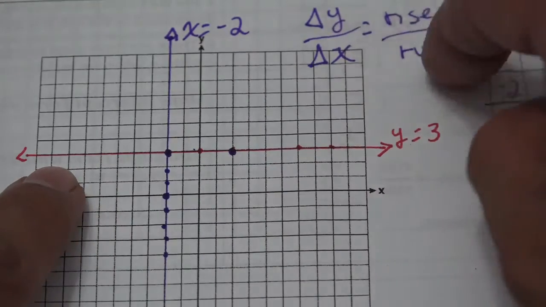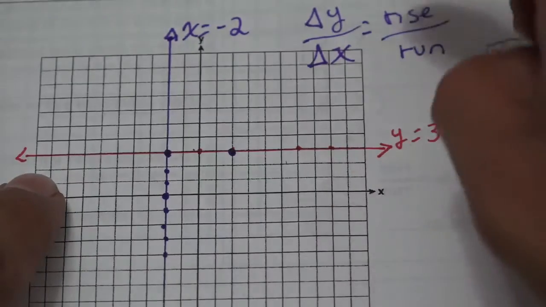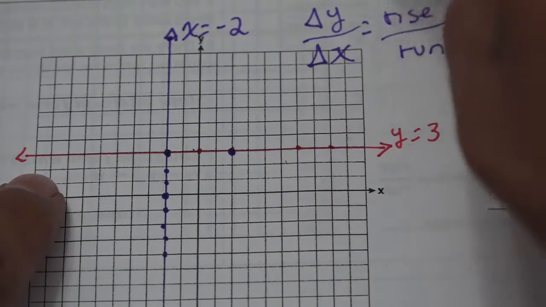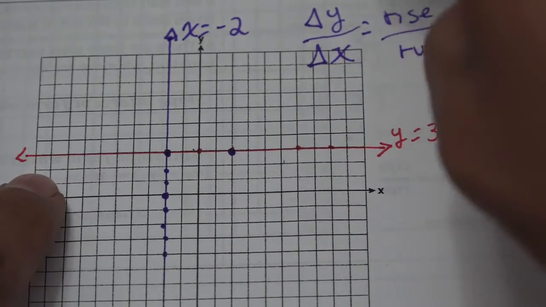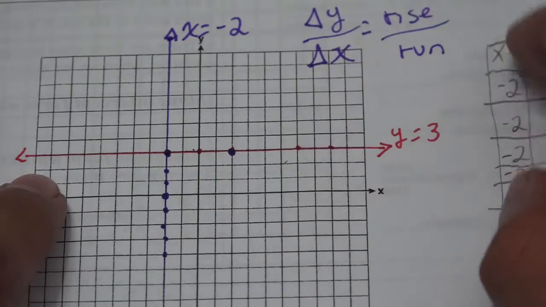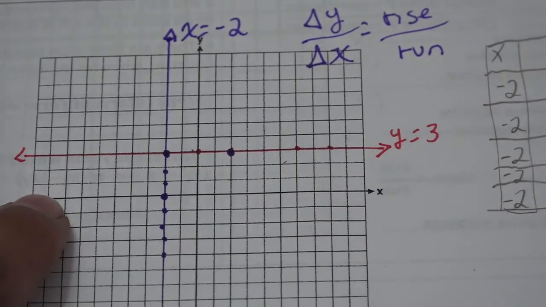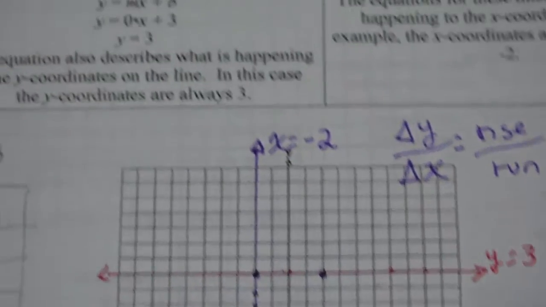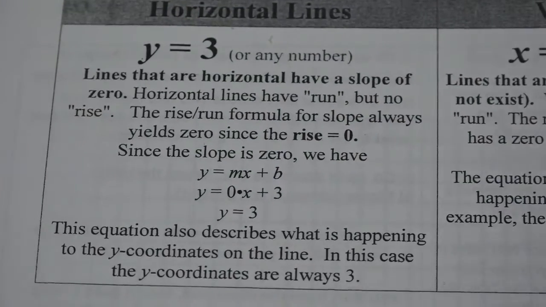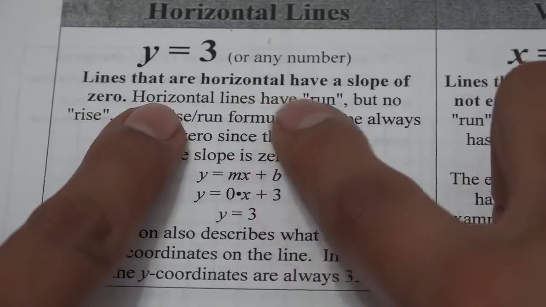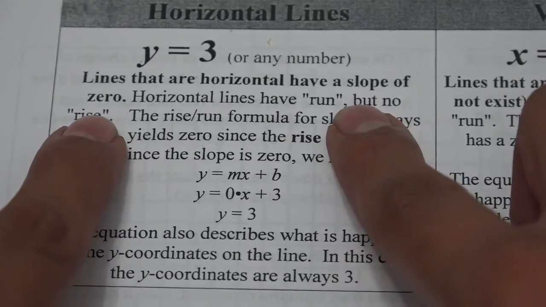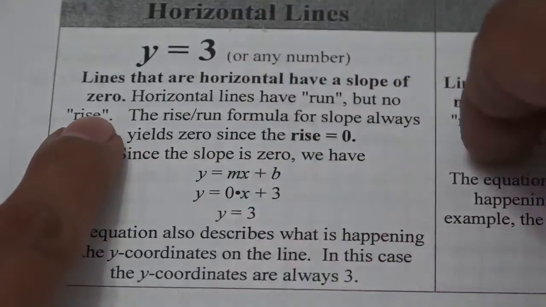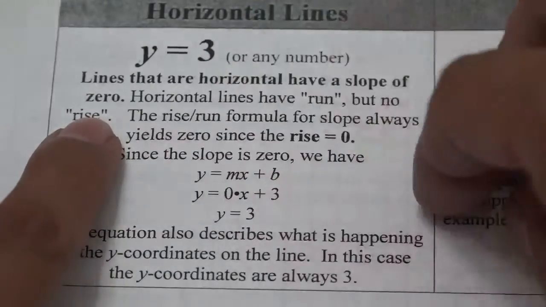So you're going to have 0 divided by any number. Try 0 divided by 3, 0 divided by 2, 0 divided by 1,000, 0 divided by whatever, and you will see that your answer will be the same number: 0. So what does that tell me? That horizontal lines have a slope of 0. Facts, facts, facts. You need to memorize this. There is no way around it. You need to read this.